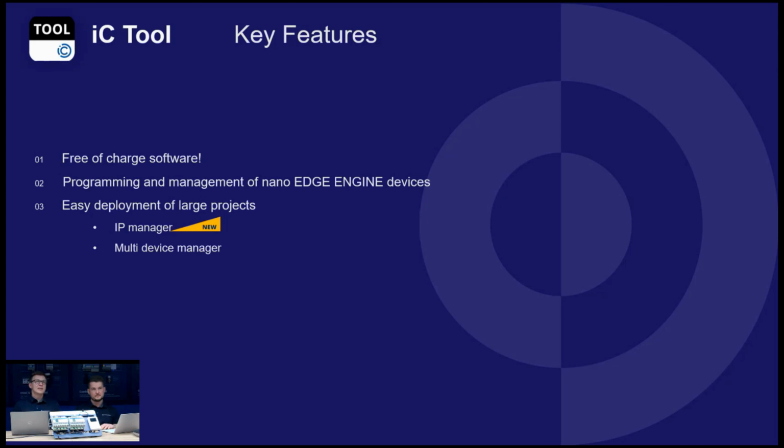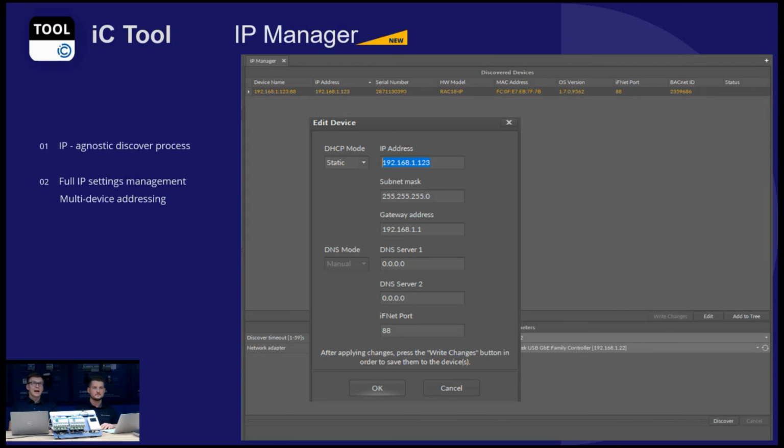We just finished the new functionality. IP Manager allows you to easily deploy and change the IP address on many devices on site, and to make maintenance of your NanoEdge engine devices on site easier. So let's take a look at how the IP Manager looks. What is the tool, the view?